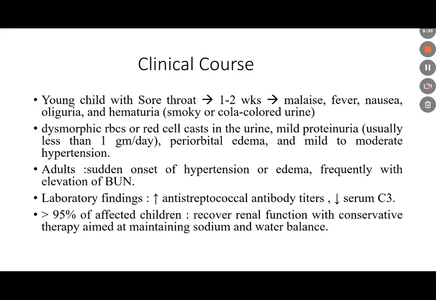So what is the clinical course? There will be a young child having sore throat. After 1 to 2 weeks, he'll present with malaise, fever, nausea, oliguria, and hematuria. And on examination of his urine, you will see dysmorphic RBCs or red cell casts. There will be mild proteinuria. The patient will have periorbital edema and mild to moderate hypertension. In adults, there can be sudden onset hypertension as well. Lab findings will show anti-streptococcal antibody titers have increased, serum complement levels have decreased, and more than 90% of the children will recover normally if you give them conservative therapy.